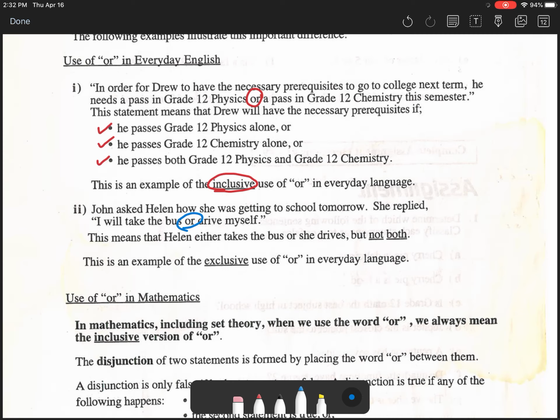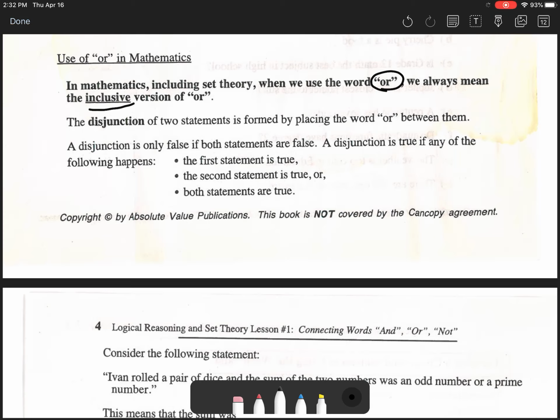Next example, John asked Helen how she will be getting to school tomorrow. She replied, I will take the bus, or I will drive myself. This means Helen either takes a bus or she drives herself, but she cannot do both. This is an example of the exclusive use of the word or. So one or the other, but both are not possible. When we use the word or in mathematics, including in set theory, we always mean the inclusive version of or. So that is one scenario or the other scenario, or both can happen.